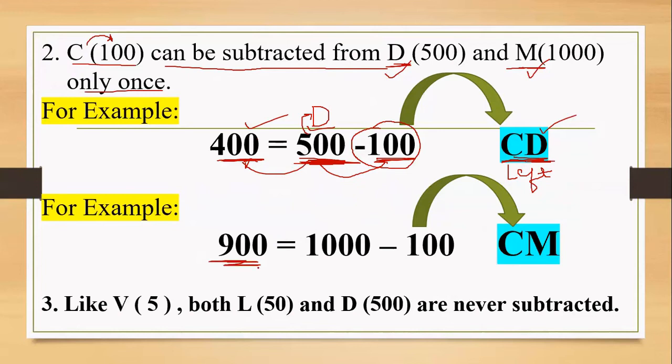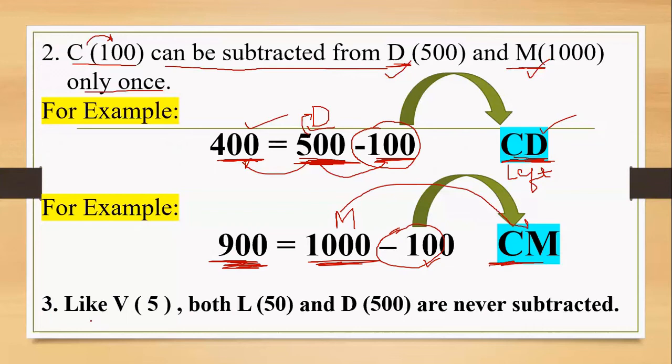Let's see one more example: 900. Now 900 is very near to 1000, and 1000, you know very well, is M. And again, children, 1000 minus 100 is 900. So again we are subtracting, so we will write the symbol for 100 on the left side first. Then we will write the bigger value on the right side, that is M. This is CM for 900.